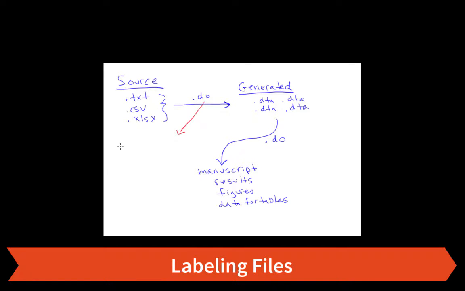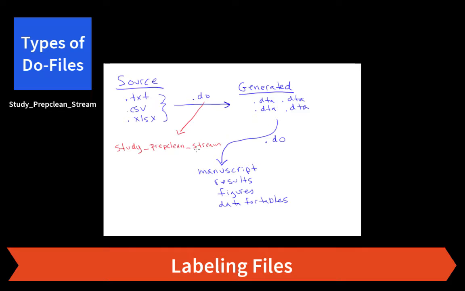So these do files will be labeled in three parts. The first part will indicate the study, and then I put an underscore afterwards. Then afterwards, to indicate that the purpose of this file is to prepare and clean the source data, I use the nomenclature prep clean. And then finally, it's not going to prepare and clean all of the data, but just data from a single stream of the data. And so the last part is the stream of data, for example, demographics, cataracts, etc.